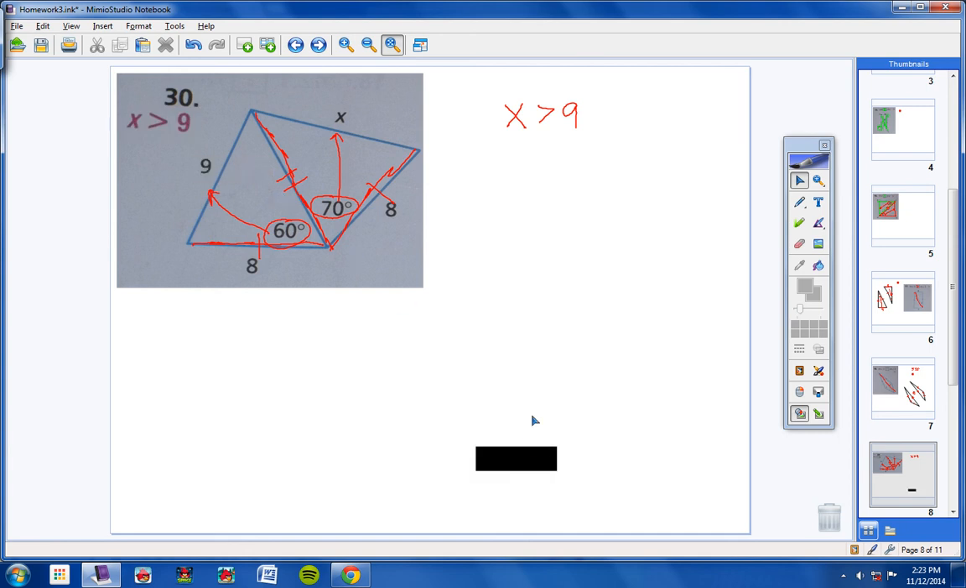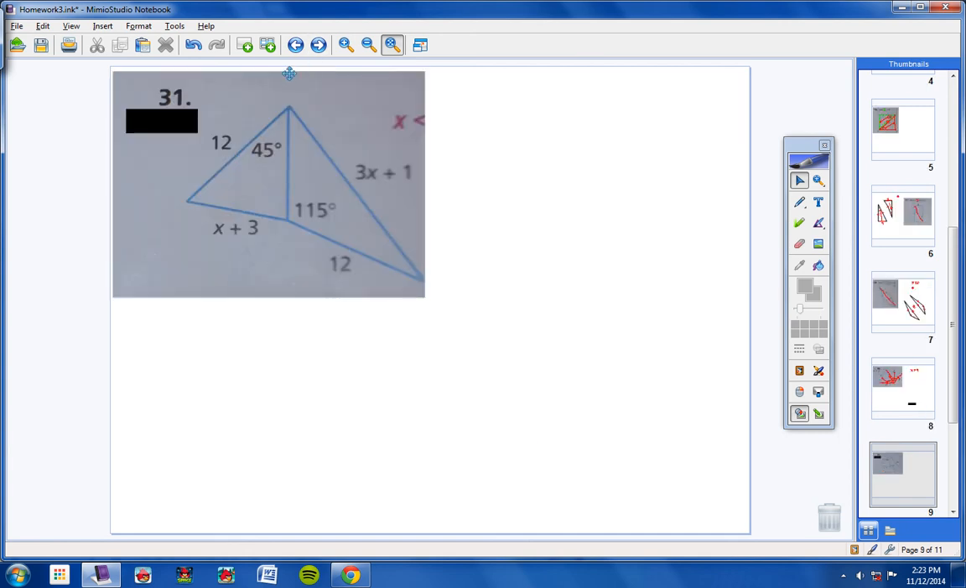Okay? Alright. Number 31. Okay, a little more difficult now. Let's see what we have here. This side here is congruent to this side here. Okay? So put a mark here and a mark here, and they share a side here. So this side here is congruent to this side here.